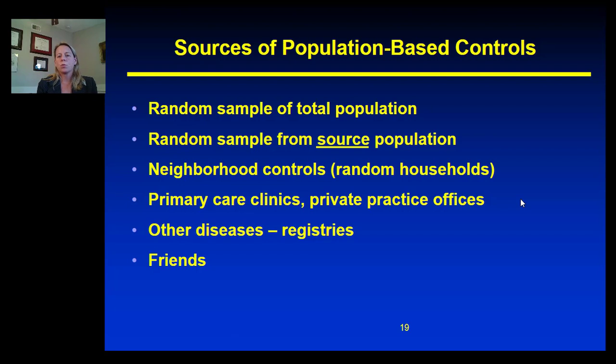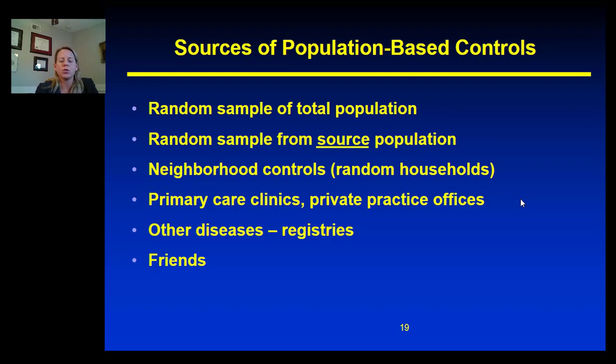There are various sources of population-based controls. For example, they can come from just a random sample of the total population or from the source population. It could be neighborhood controls. Sometimes these are used in an attempt to control for factors that vary across regions. So if we're dealing with a case control study, we may want to choose controls among residents who live near the cases.